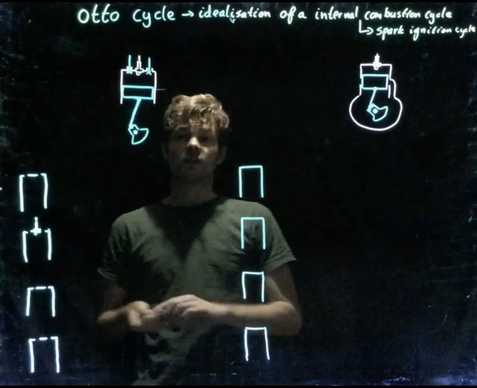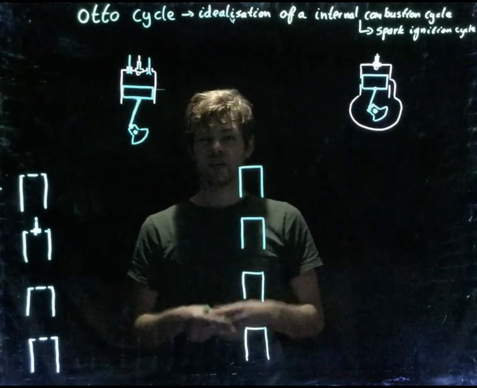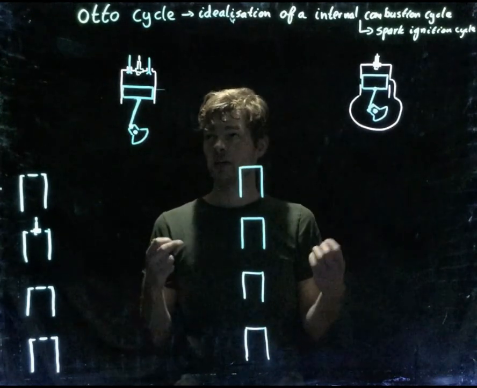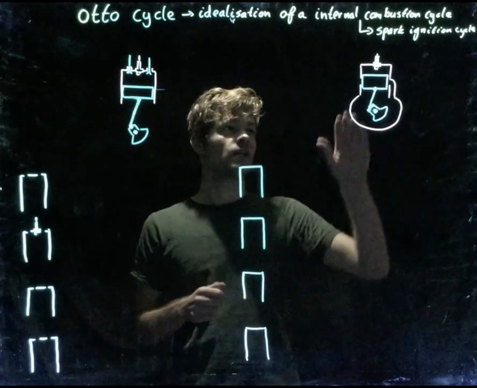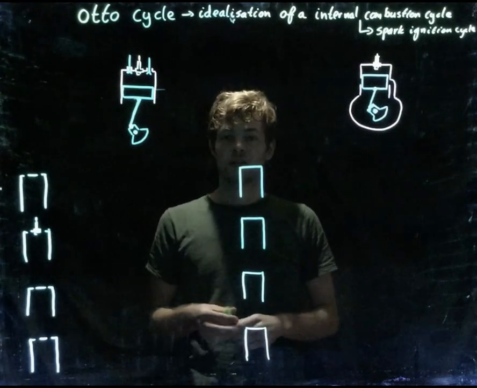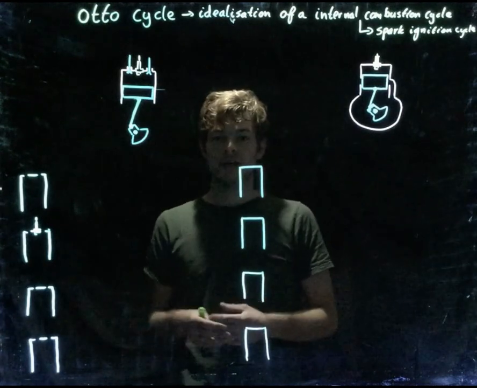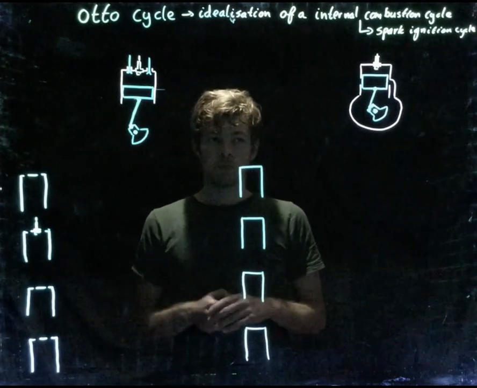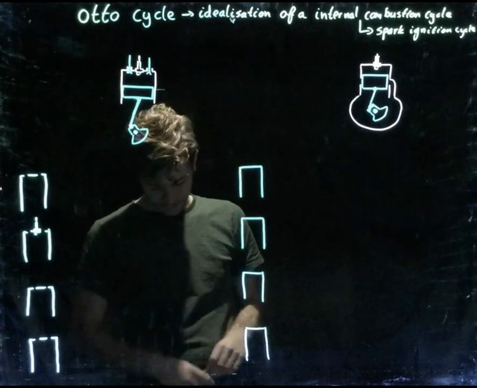So the Otto cycle is the idealization of an internal combustion cycle, and when concerning the Otto cycle, we're talking specifically about the spark ignition cycle. We have the diesel cycle as well, which has slightly different principles. That won't be discussed by me. Jeroen will discuss this later in his lecture.